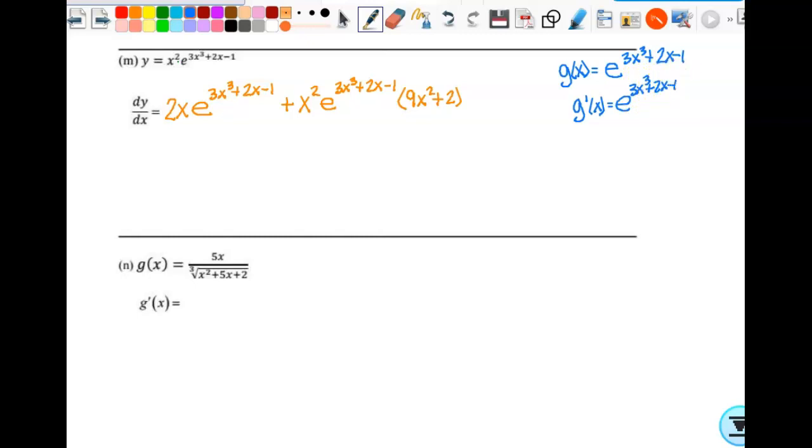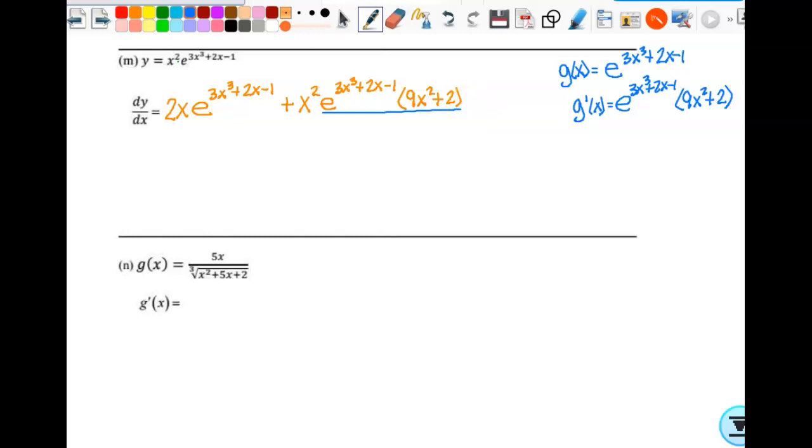Then, chain rule, now I've got to do the inside part. This is the inside part. The derivative of that is 9x squared plus 2. But I don't multiply it by the numerator. So that's what I did right here. I just went off and did that separately so I didn't lose anybody else. Everybody good so far? All right.